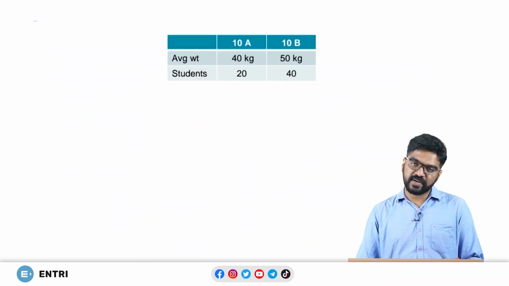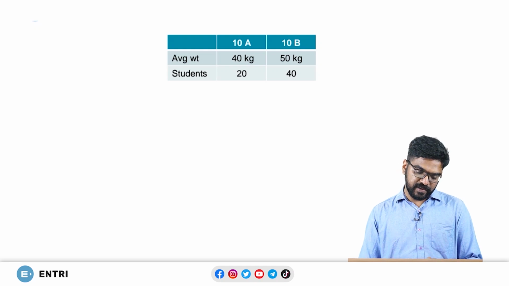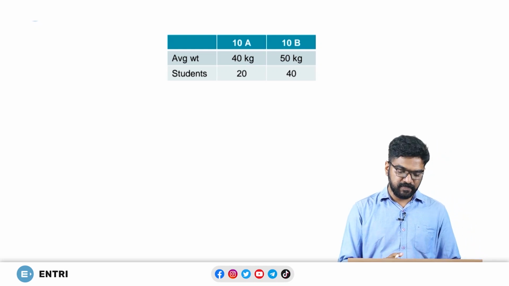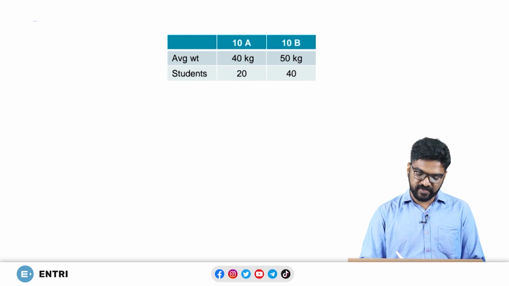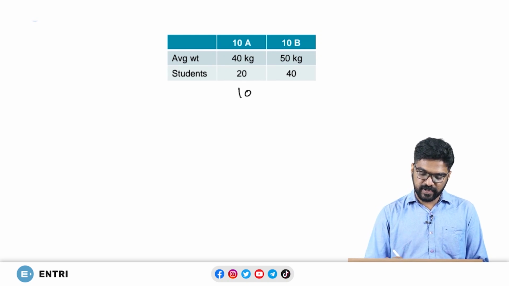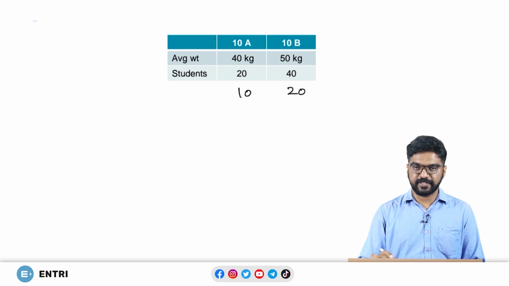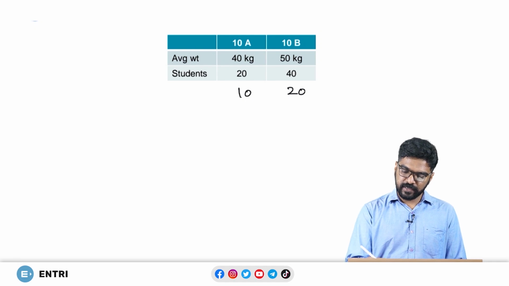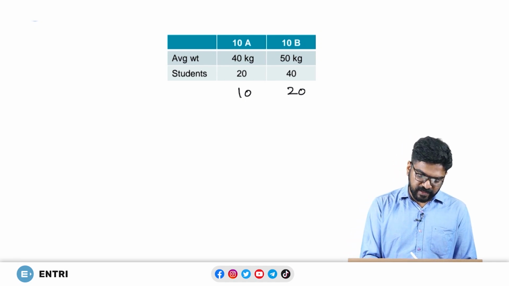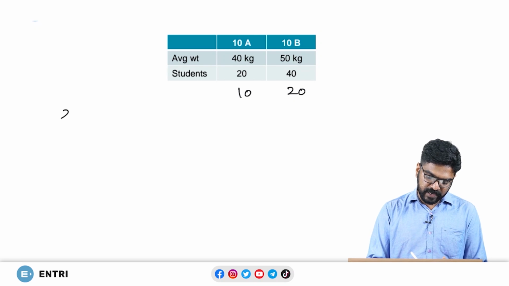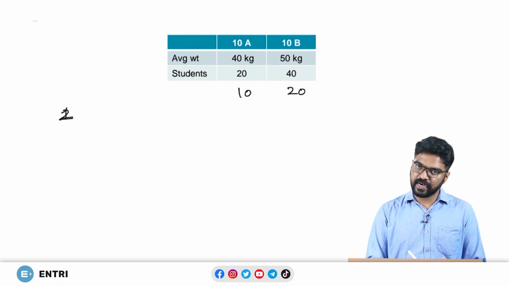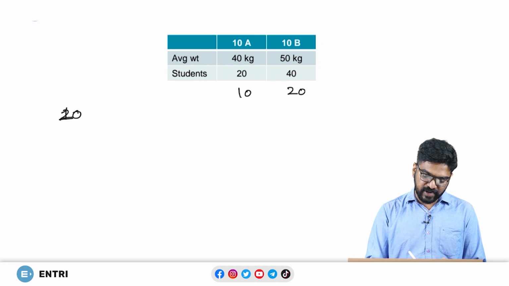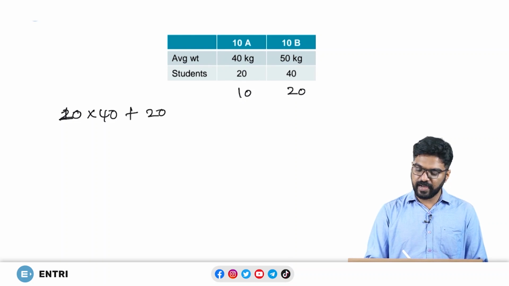Now there is an interesting factor for calculating weighted average. Let's take this particular case separately. Suppose in this question there were 10 students in class A and 20 students in class B. What will be the average weight of the entire students? Can you calculate that? Let's apply the weighted average principle. There are 10 students in class 10A, and the average weight was 40. So the total weight of the students will be 10 into 40. And there are 20 students in class 10B.